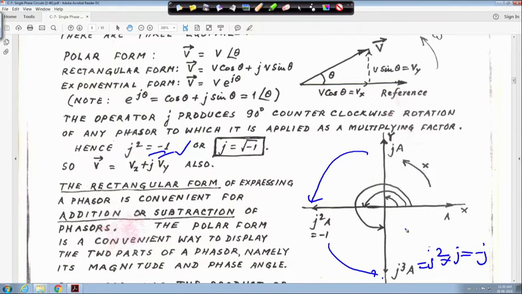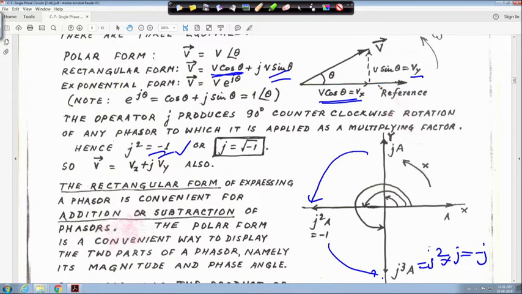So it is moving in the anticlockwise direction. This V cos theta, the x component, is Vx, so Vx is equal to V cos theta, and V sin theta is this one, so Vy is equal to V sin theta, and this is the resultant V. So basically V will be V cos theta plus j V sin theta.